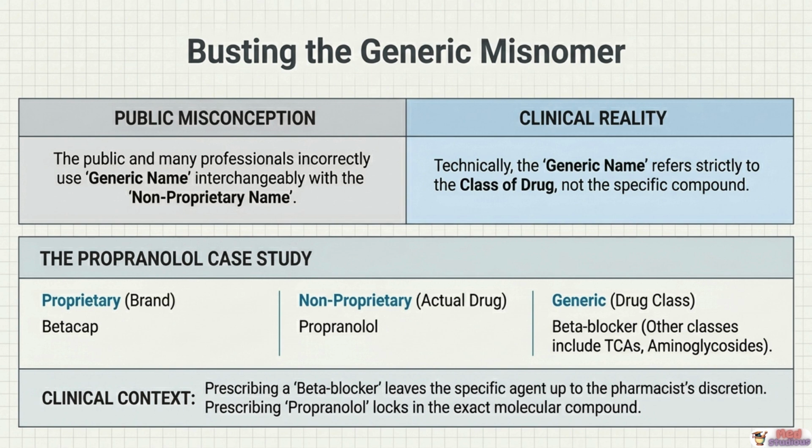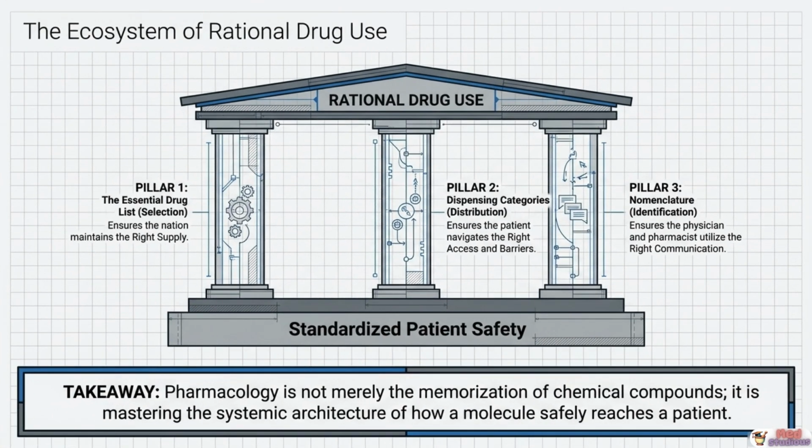The generic name, in its technically correct usage, is beta blocker, which is the drug class. Writing only beta blocker on a prescription leaves the specific agent entirely to the pharmacist's professional discretion. They could legally dispense propranolol, atenolol, metoprolol, or bisoprolol. The clinical context is crucial. Specificity of prescribing determines safety. Know the difference.